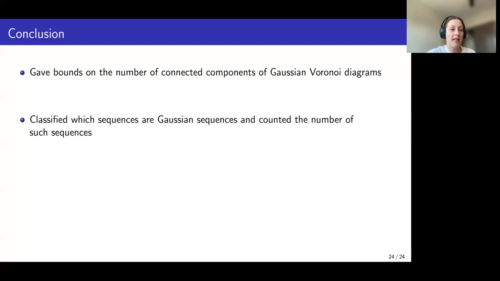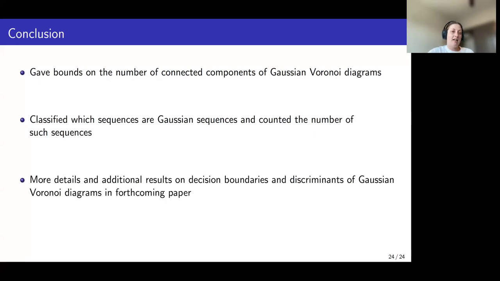We're then able to classify which sequences are Gaussian sequences and count the number of such sequences. So essentially, we're able to associate a combinatorial type to at least these Gaussian Voronoi diagrams in one dimension, and then count the number of combinatorial types. I'll say there's going to be more details and additional results regarding these decision boundaries and discriminants and things like this in a hopefully shortly published forthcoming paper.